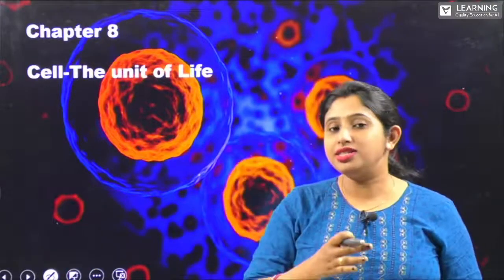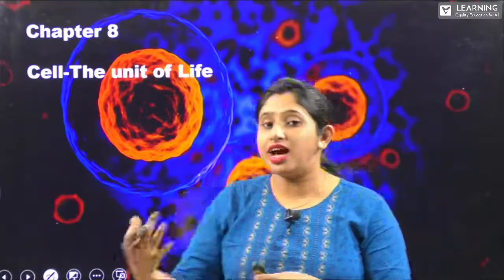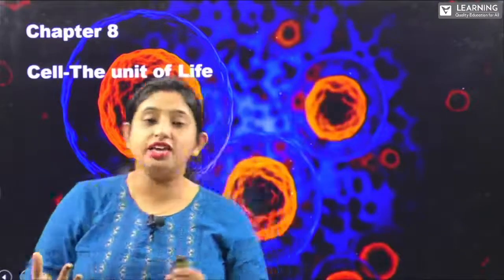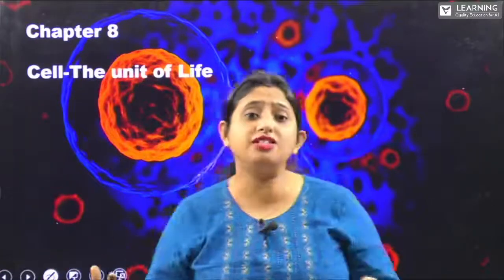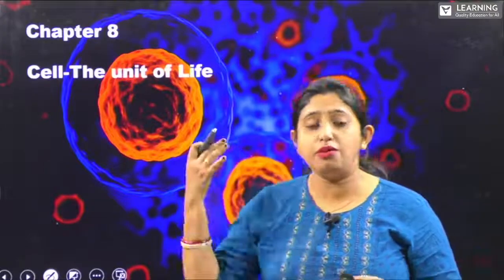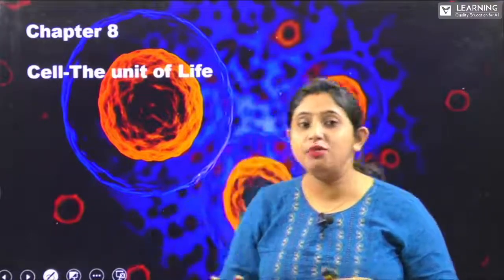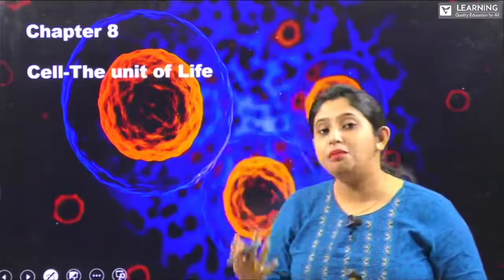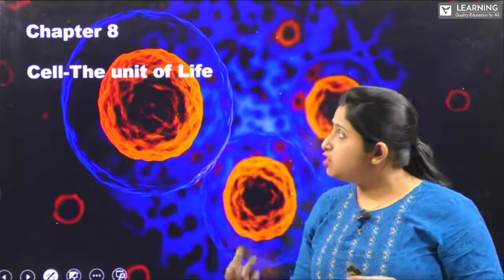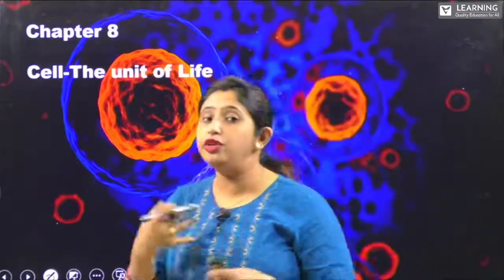It may be one cell or it may be more than one cell. So we can classify organisms as unicellular and multicellular, isn't it? There are some organisms which are made up of only one cell, that is single cell. And there are some organisms made up of more than one cell, right? They are multicellular organisms.